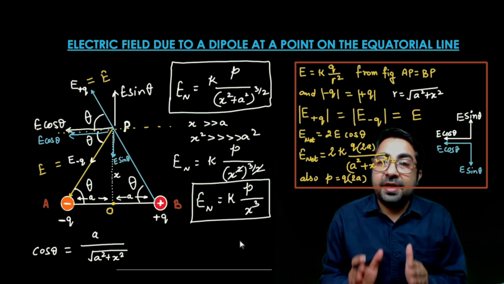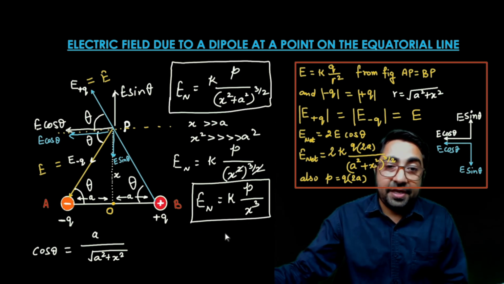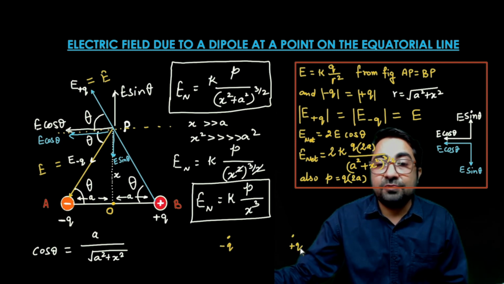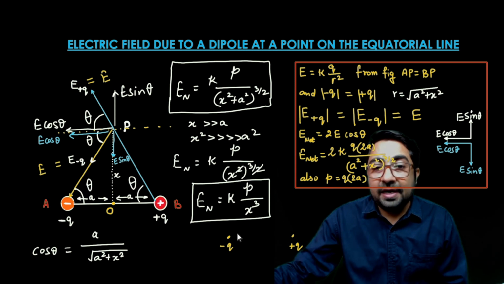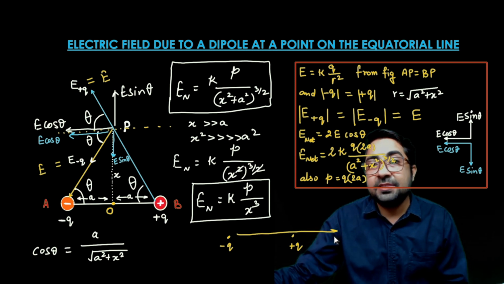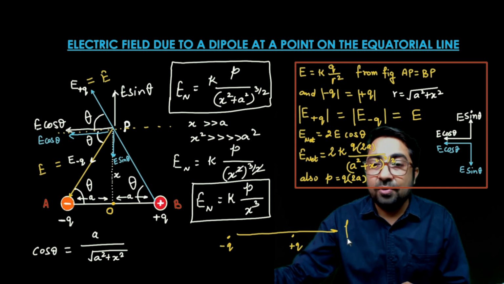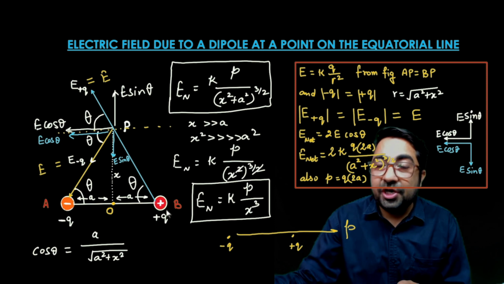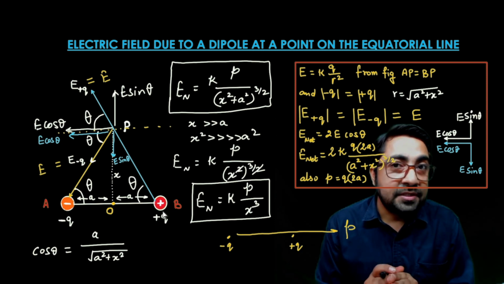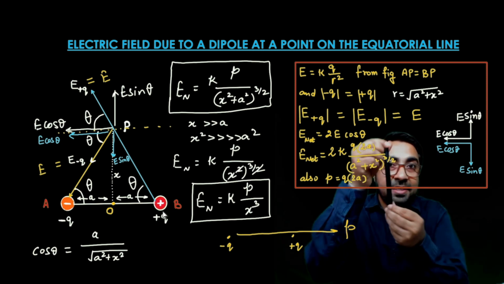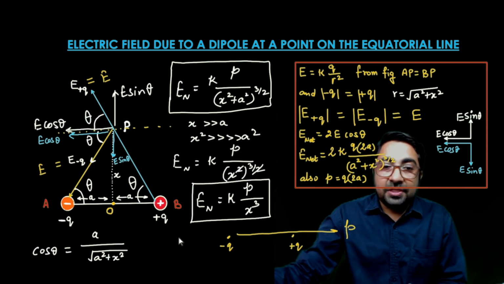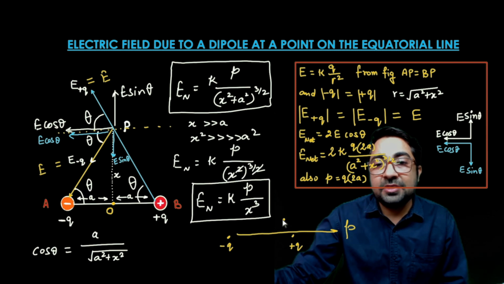For the direction of the net electric field, let's see the picture here. This is the negative charge, that is negative q, and this is the positive q charge. So the direction of the electrical dipole moment is in this direction, that is from negative q to positive q. So this is the dipole moment direction. And from the picture, all the vertical components, that is E sine theta and E sine theta, cancel each other because they are in opposite directions. So the net electric field is in this direction. This is the net electric field direction here.